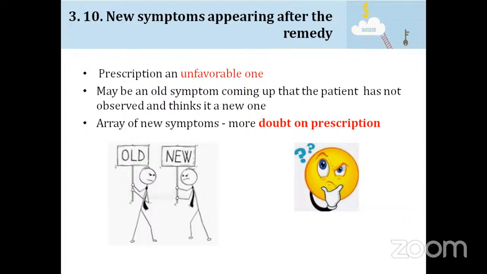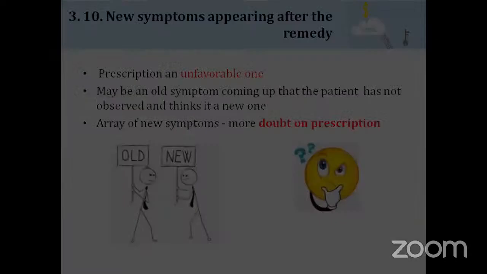Maybe an old symptom is coming up that the patient has not observed and thinks it is a new one. So that can also happen. But if it is one new symptom, we can think like that. Maybe it is an old symptom of the patient itself that is coming up. But what to do for an array of new symptoms, 5 to 10 or 15, 20 new symptoms after the administration of the remedy? That means we have to be doubtful of our prescription, and we have to find out whether this prescription has caused such symptoms in the patient. So new symptoms appearing after the remedy do not have a good prognosis. It shows that the prescription is an unfavorable one.